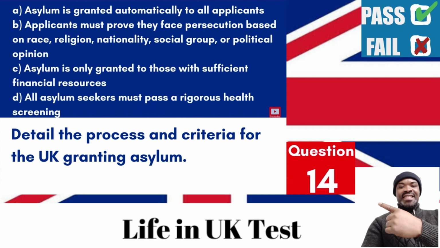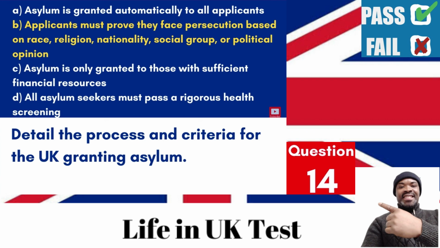Question 14. Detail the process and criteria for the UK granting asylum. A. Asylum is granted automatically to all applicants. B. Applicants must prove they face persecution based on race, religion, nationality, social group, or political opinion. C. Asylum is only granted to those with sufficient financial resources. D. All asylum seekers must pass a rigorous health screening.